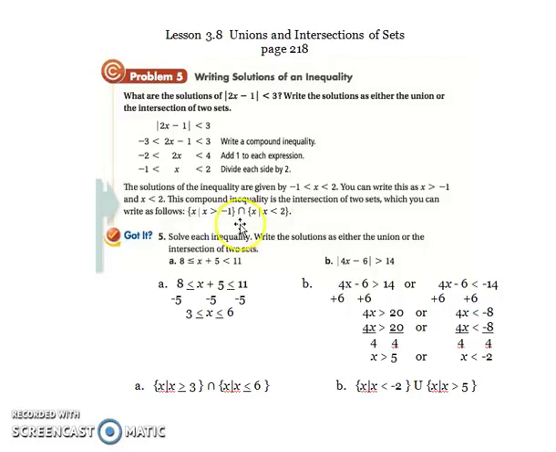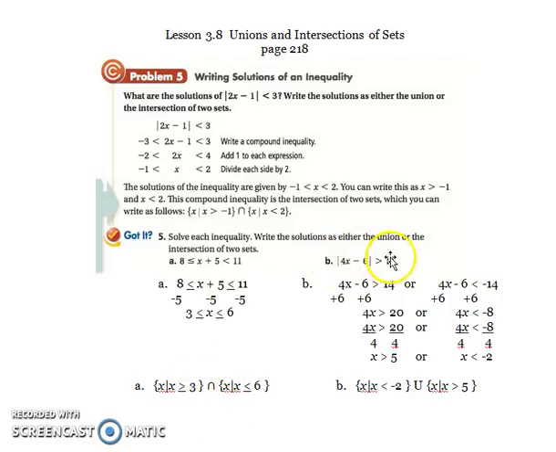Okay, so for number 5, they already broke it out for you. And the reason they did that, it looks like, is because it was different numbers. So we're going to subtract 5 from each piece. 8 minus 5 is 3, 11 minus 5 is 6, x plus 5 minus 5 is just x. So this looks exactly like this one. So it's x greater than or equal to 3, and x less than or equal to 6, but we're looking for the intersection because this is an and.